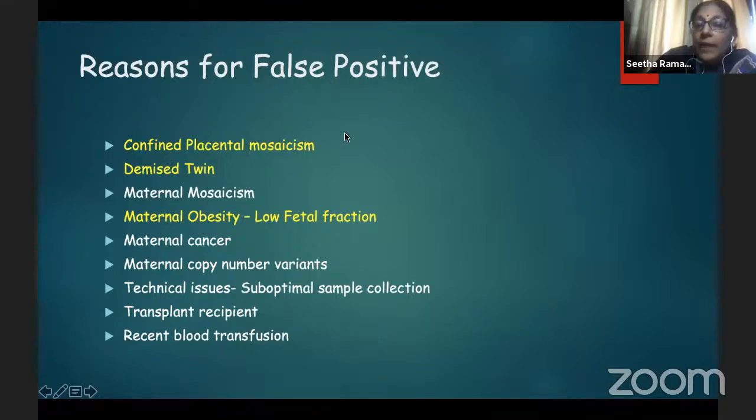So when can you have false positives? When there is a confined placental mosaicism, as we've seen, or when there is a demised twin, or with maternal obesity, a very, very common problem now, because they have a low fetal fraction, you can have false positives. So again, it is very important to counsel these women that this test might be falsely positive and we might have to do something else about it.